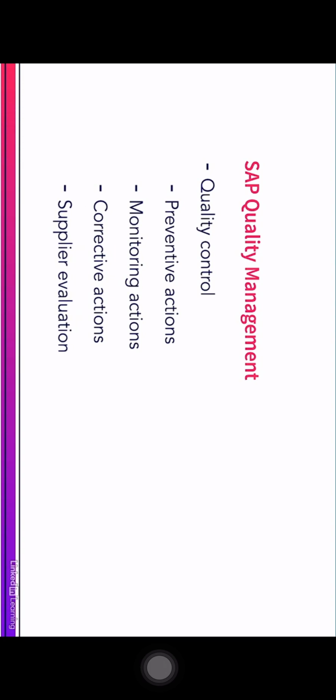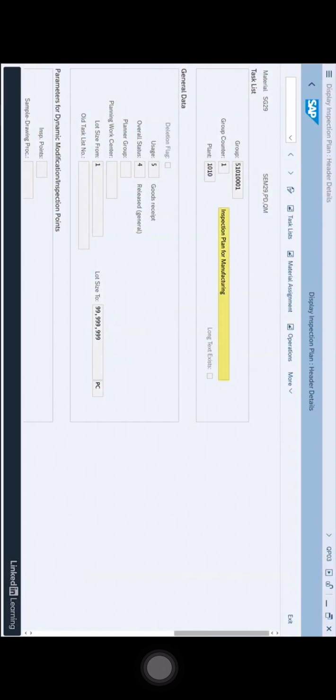Quality control is the area where different preventive, monitoring, and corrective activities take place. This is also where suppliers can be evaluated on quality. If a supplier's products are consistently not meeting a company's quality standards, it shows that it would be worthwhile seeking out a better supplier. Let's look at an inspection plan in the system. This is an inspection plan for manufacturing of material SG29 at plant 1010. For this material, this inspection plan applies to all lot sizes from quantity 1 and up.